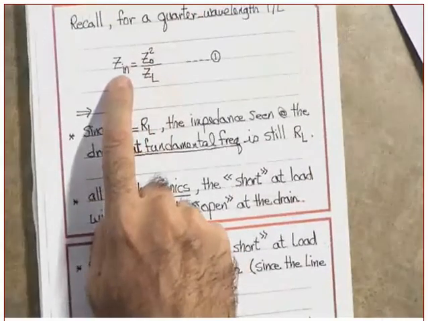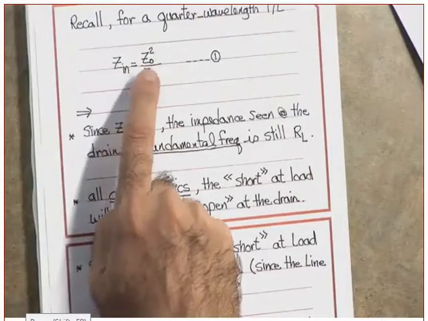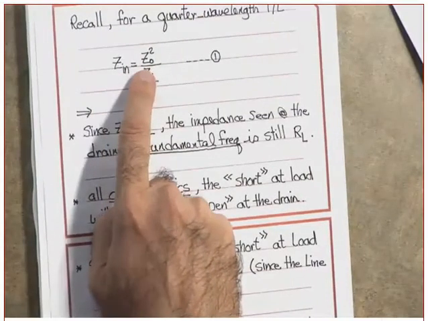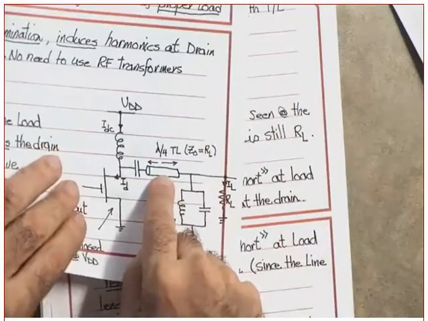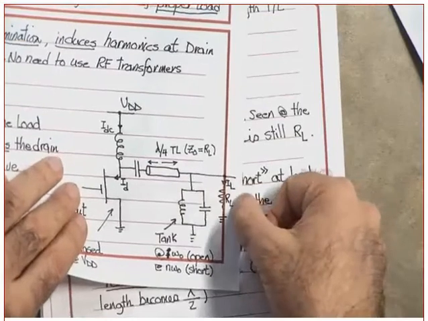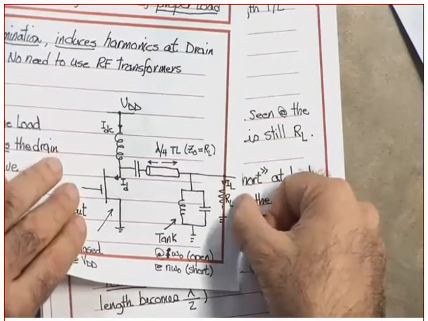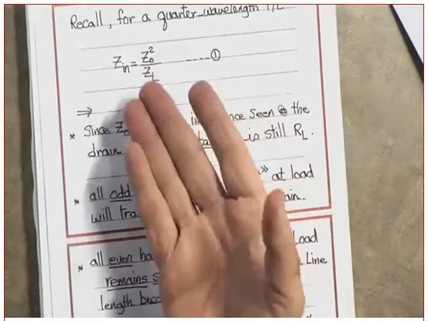What is it? Z in, the input impedance looking into the transmission line, equals Z naught square, where Z naught is the characteristic impedance of this line. Notice, by the way, the characteristic impedance of this one is matched to the load, which means there is no reflection on the load side. Clear? Do you remember this equation? Yes. What does that tell you?